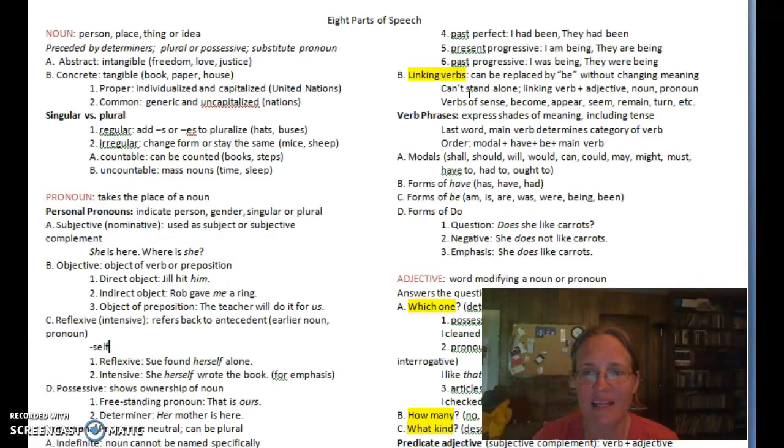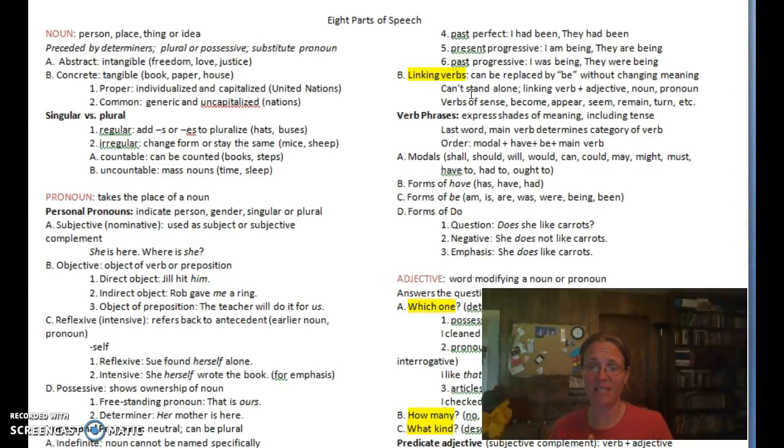So I did highlight linking verbs. We don't normally think in terms of the category of linking verbs or use them all the time, but we don't think about what they are. And that's going to be huge when it comes to sentence diagramming. So you need to make sure you have a good understanding of linking verbs and which ones they are.